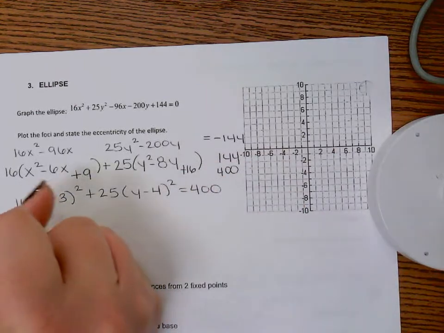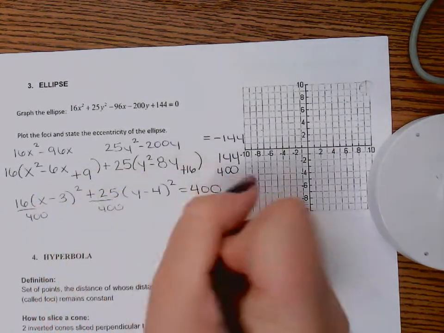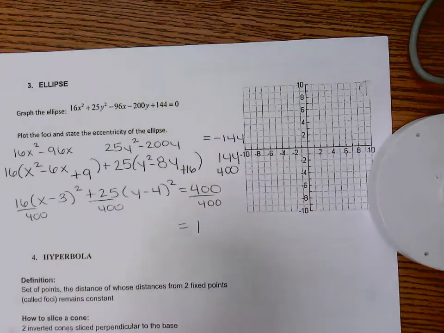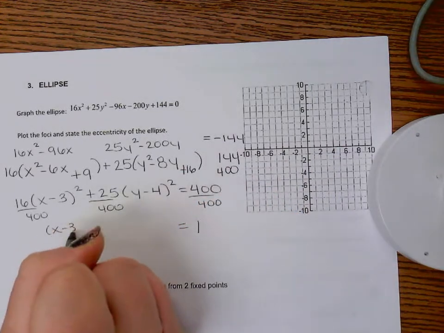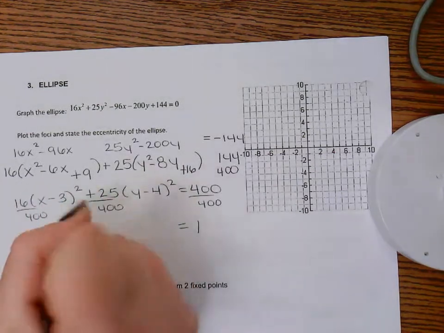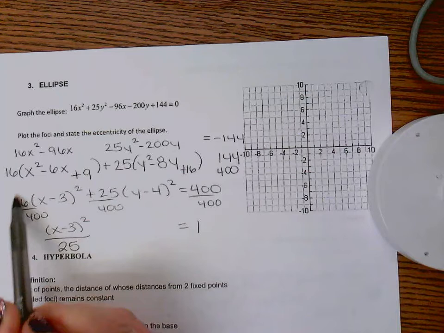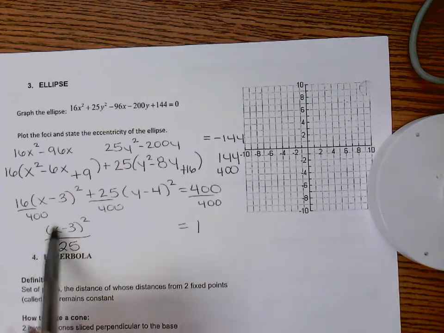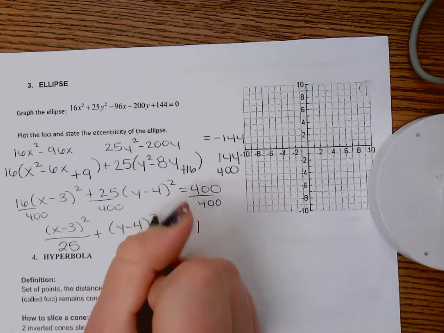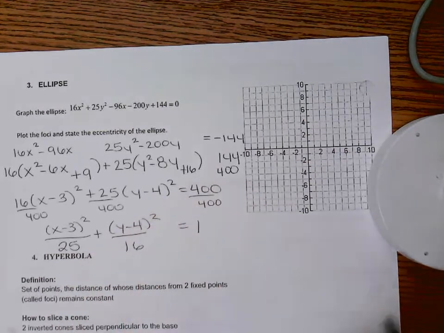And I'm going to go through and divide by 400 because I need to get 1 on the right-hand side so that this is in standard form. So 400 divided by 16 is 25. So I took 16 over 400, which is 1 over 25. And then (y minus 4) squared would be over 16 equals 1.